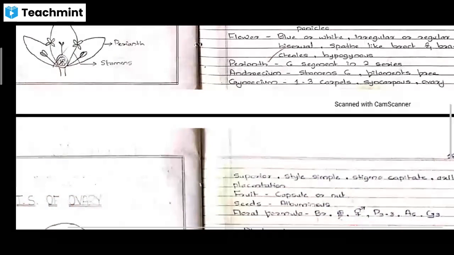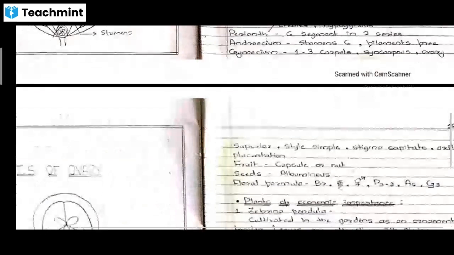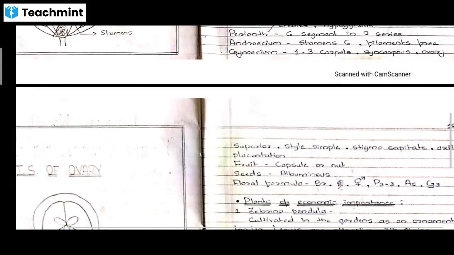The capitate stigma is one of the identifying characters of the family Commelinaceae. That means hair-like structures are present on the stigma. Then the fruit is a capsule or nut type fruit, and the seeds are albuminous. If we take a section of the seed, you can find the albuminous layer in that seed, like in maize or other cereal plants. In Commelina bengalensis, you can also observe the albuminous layer.